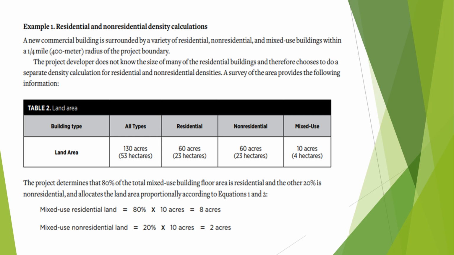From table 2, we can see that the total land area is 130 acres, out of which the residential and non-residential areas are 60 acres each and the area for mixed use is 10 acres. The project determines that 80% of total mixed-use building floor area is residential and the other 20% is non-residential. The land area can be proportionally allocated using equations 1 and 2. Hence, the mixed-use residential land is 8 acres and the mixed-use non-residential land is 2 acres.